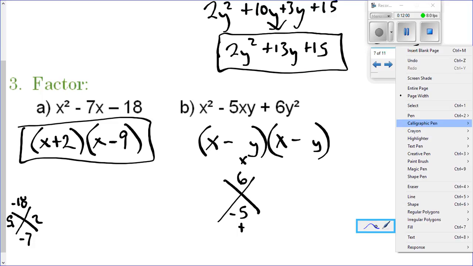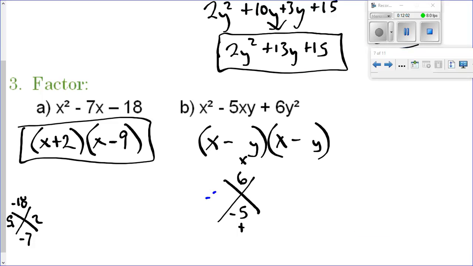Let's do, how about blue? How about a negative 2 and a negative 3? When you multiply them together, do they make a positive 6? Yes. When you add them together, do they make a negative 5? Yes. So there you have it: x minus 3y and x minus 2y.